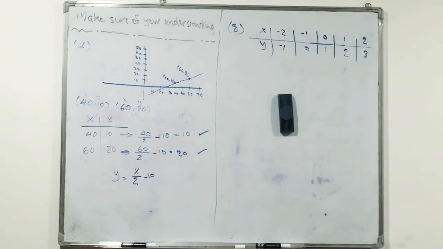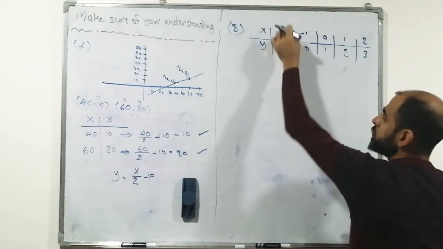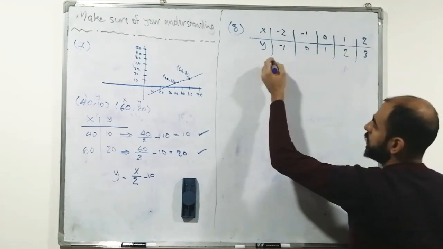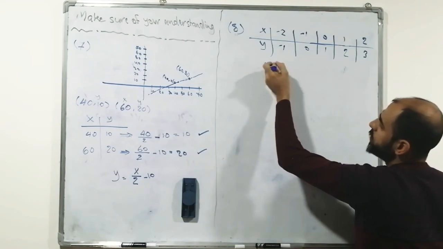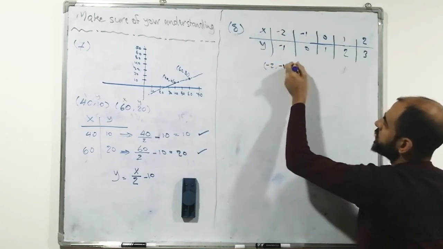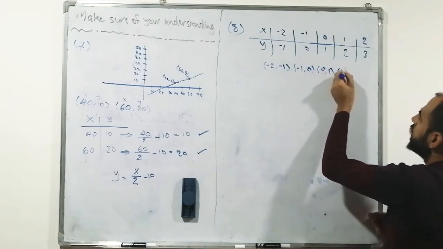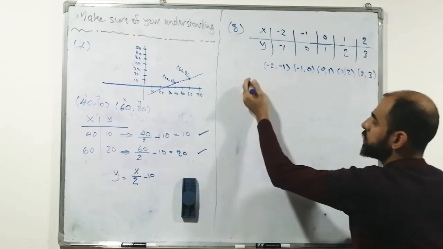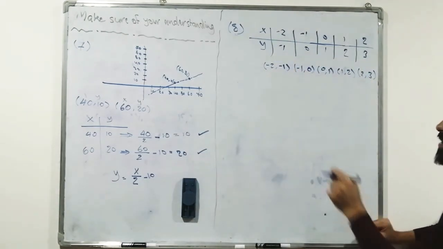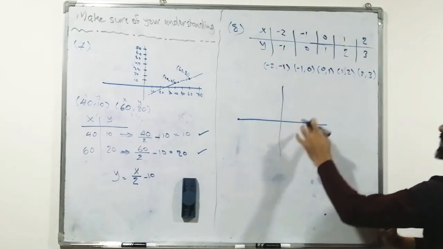We know from the last subject that to represent any function table we have to change the points into ordered pairs. So the first ordered pair is minus 2, minus 1. The second one is minus 1, 0, and 0, 1, and 1, 2, and 2, 3. Now we determine these ordered pairs in the coordinate plane, so we get the function rule in the coordinate plane.